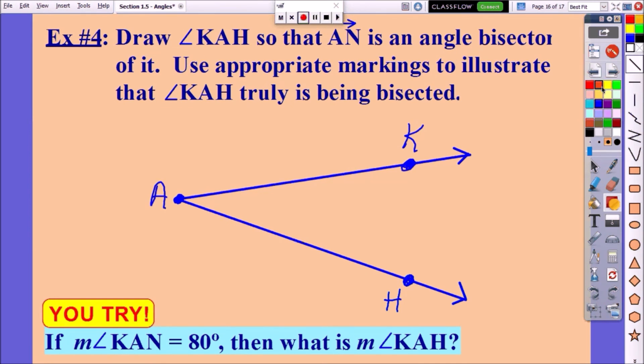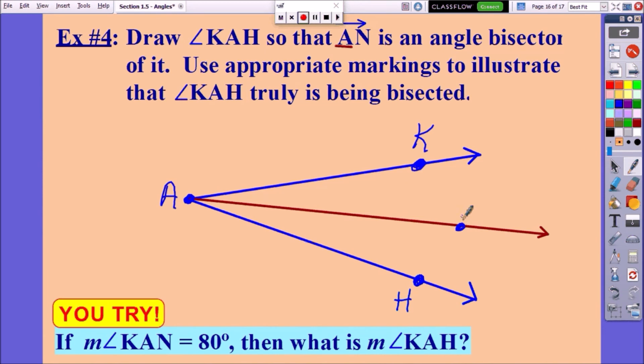So I need another ray, and remember, it's got to start at A, it's got to start at the vertex here, and it goes off in this direction. And we want to make it look like it's plausible. So I'm just going to put it like off in here. There's a ray now. I need to put a point somewhere along this ray.